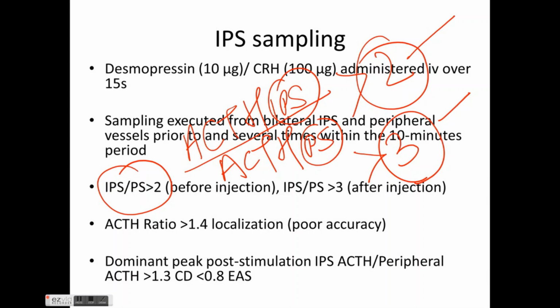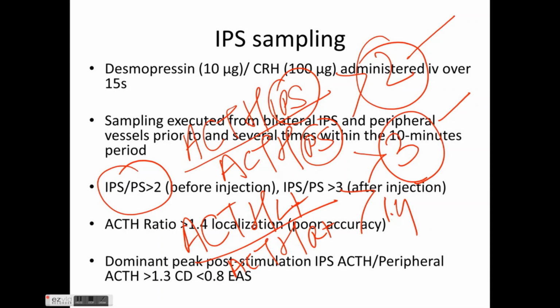Now we can even localize using the inferior petrosal sinus sampling, but it has a poor accuracy in terms of localization. For example, if the ACTH value of the left side divided by the ACTH value of the right side is more than 1.4, it is suggestive of a left-sided pituitary adenoma, and vice versa.